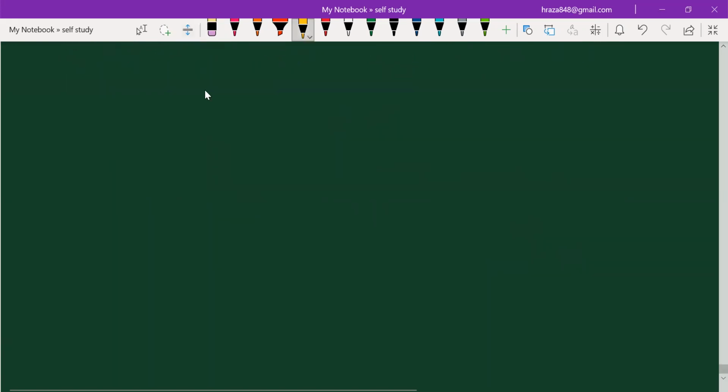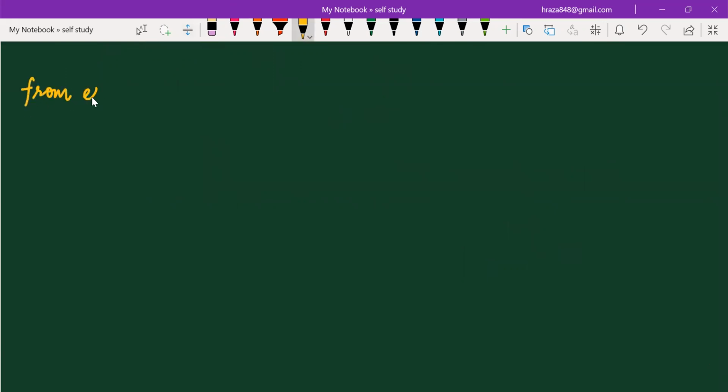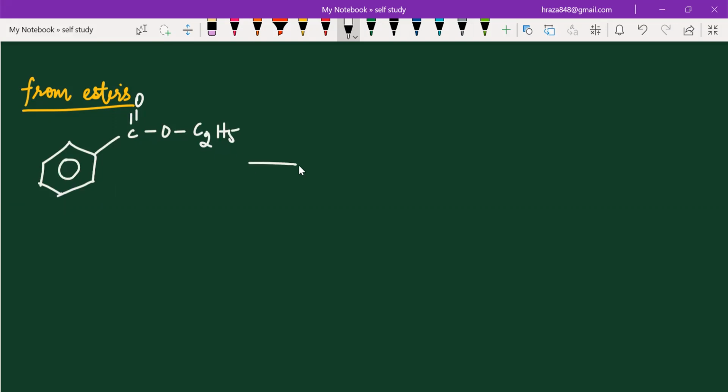Now the next is from esters. So you can see esters directly, in the same way as acyl halide and anhydride, we are going to do hydrolysis and you will get carboxylic acid. In this way you can see, this is ethyl benzoate, C6H5 C double bond O, OC2H5. This is basically an ester. And if you are going to do the acidic hydrolysis, in the presence of acid, you will get directly the carboxylic acid.